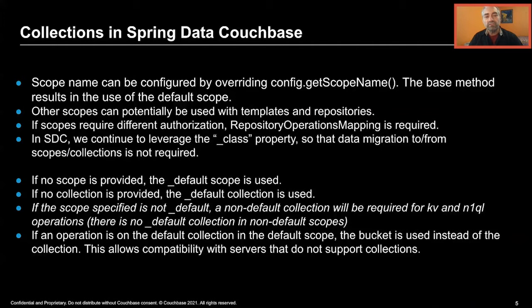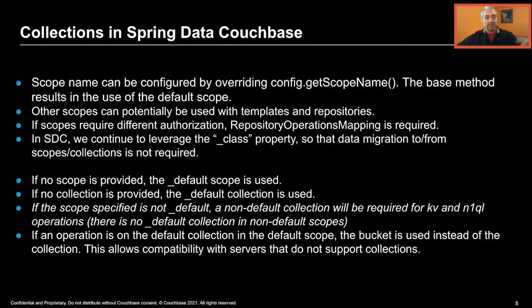If scopes require different authorization, repository operations mapping is required, and I have not covered that. It's similar to how you map different buckets, the repository operations mapping for buckets. In Spring Data Couchbase, we still use the class property, so there's no data migration required, and you could switch back and forth from using scopes and collections to not using them without changing your data.